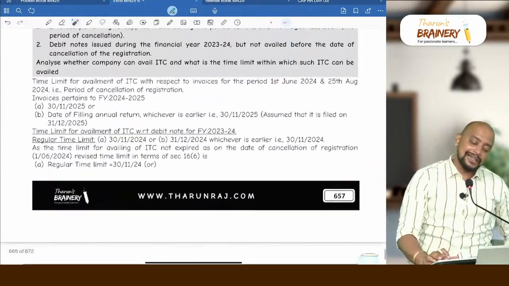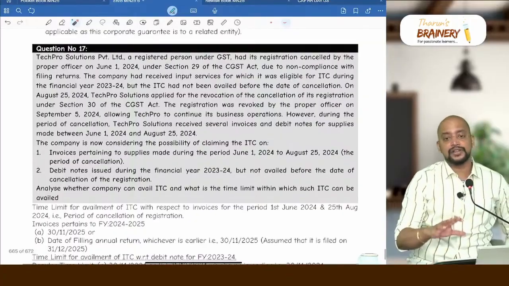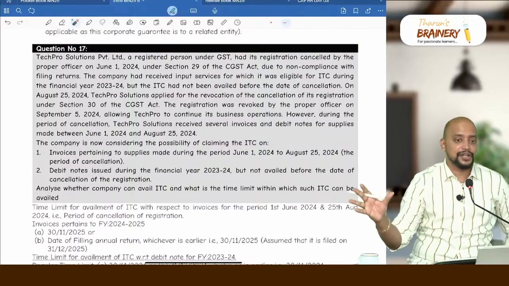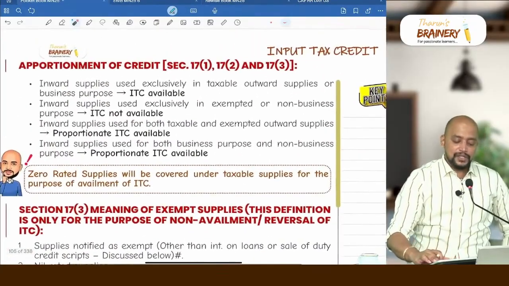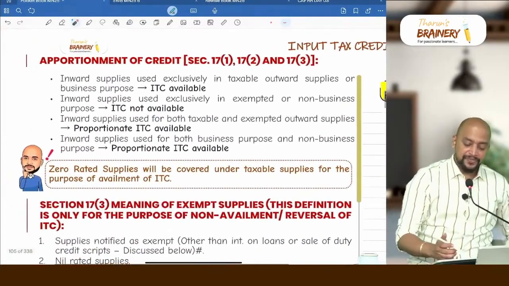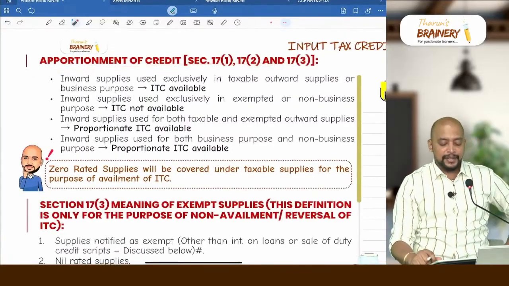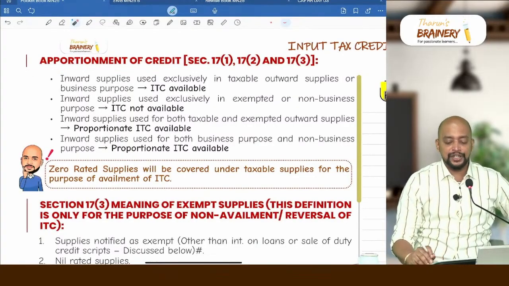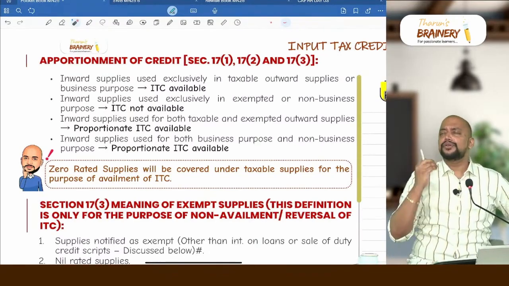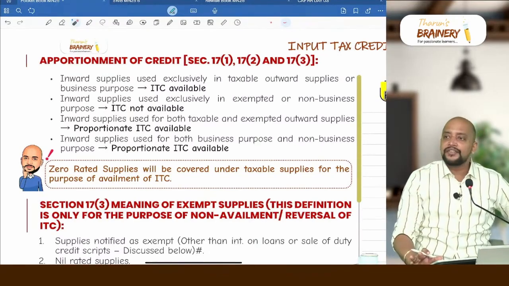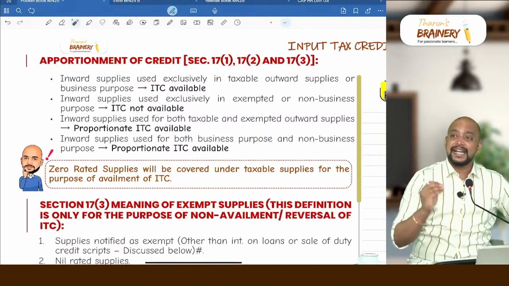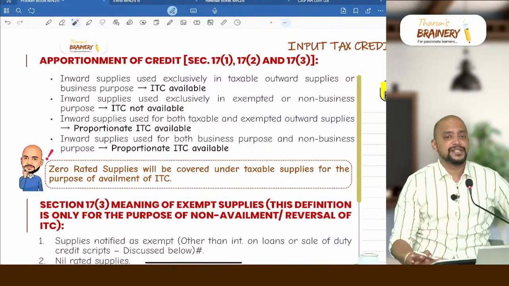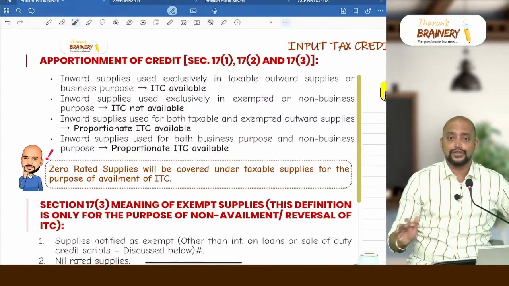Understood here? So like this they can definitely make a question on this time limit connected with cancellation of registration because of the amendment. Then look into the next one, apportionment of credit and blocked credits. In this apportionment of credit, what happens is that when you are purchasing some inward supplies which is used purely for taxable and business purpose, can we take ITC? Of course we can take ITC. If the inward supplies are used for exclusively exempted supplies or non-business purpose, can we take ITC? No, we should not take ITC.